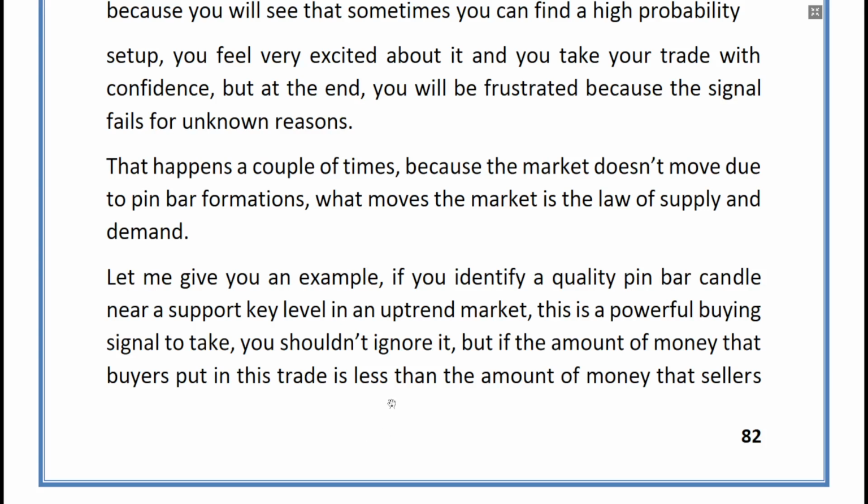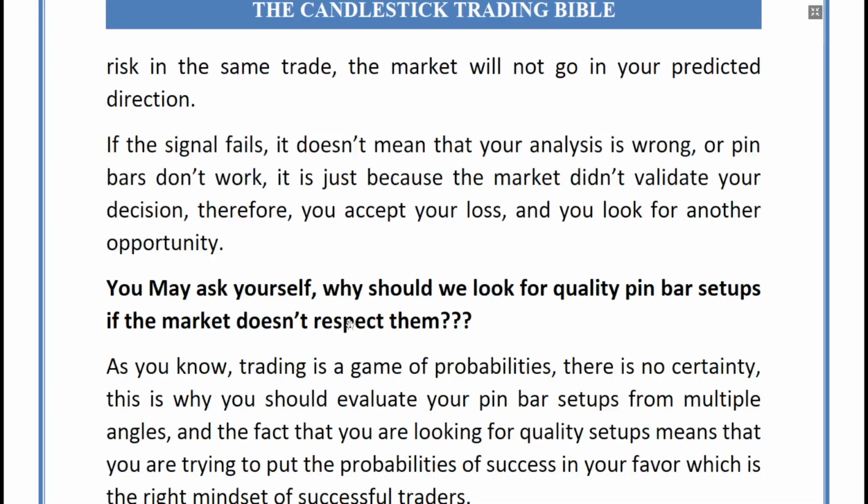Let me repeat this for those who have not heard. If you identify a pin bar candle near a support key level in an uptrend, this is a powerful buying signal to take. You shouldn't ignore it. But if the amount of money that buyers put in the market is less than the amount of money that sellers risk in the same trade, the market will not go in your predicted direction. If the signal fails, it doesn't mean that your analysis is wrong or pin bars don't work. It is just because the market didn't validate your decision. Therefore, you accept your loss and look for another opportunity.